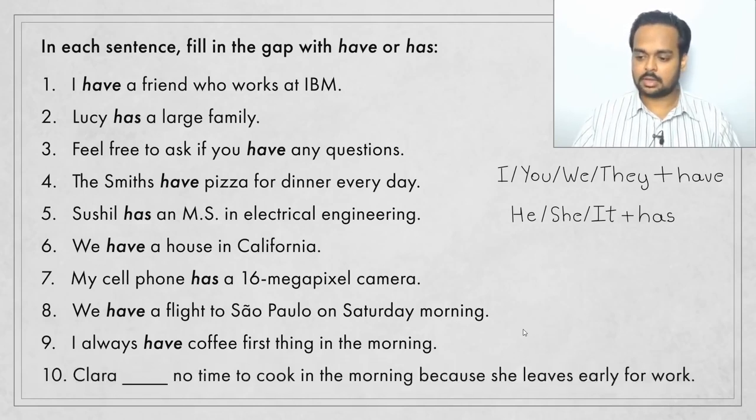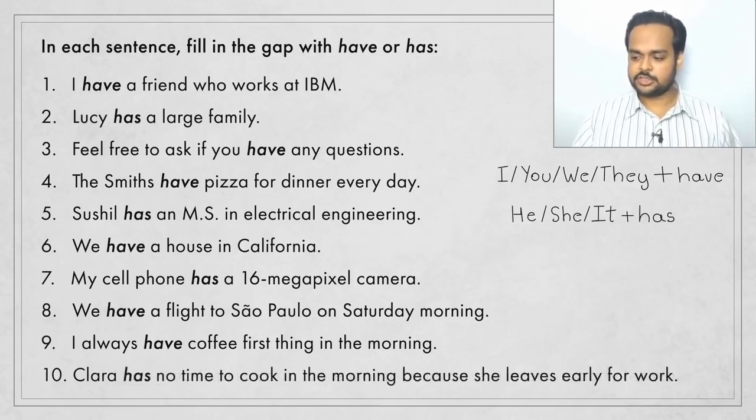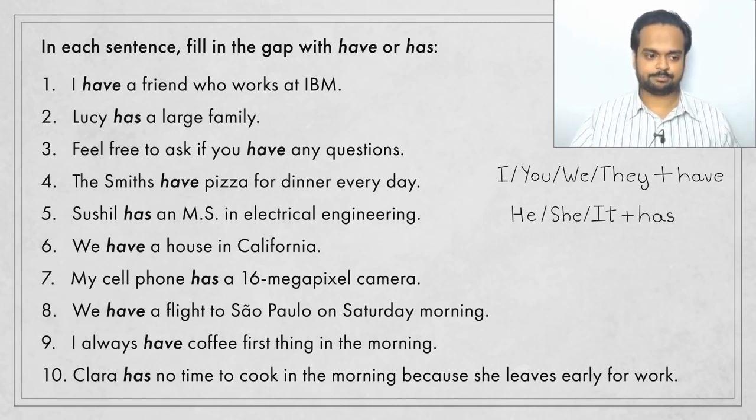And number 10, Clara, no time to cook in the morning because she leaves early for work. Clara is a girl's name. So Clara has no time to cook in the morning because she leaves early for work. How many of these 10 did you get right? If you're watching this live, let me know in the chat box. If you're watching the replay, let me know in the comments section below.